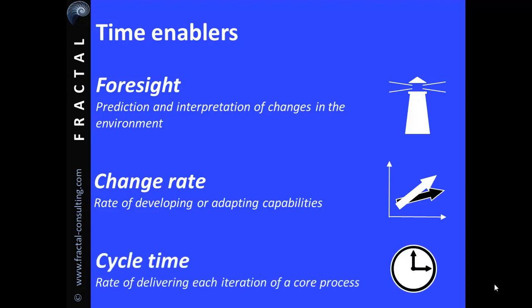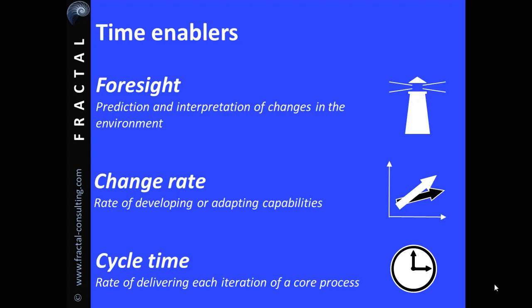That's the rate of delivering each iteration of a core process. That could be an operational cycle time, the rate for turning the handle on production or delivery processes. And there's also decision action cycle time, and that's about the speed with which management teams can translate information about a new situation into a decision and then into action. The decision action cycle is often relatively easy to change, only a small number of people doing something differently, and it can offer huge leverage, so it's always worth thinking about this.